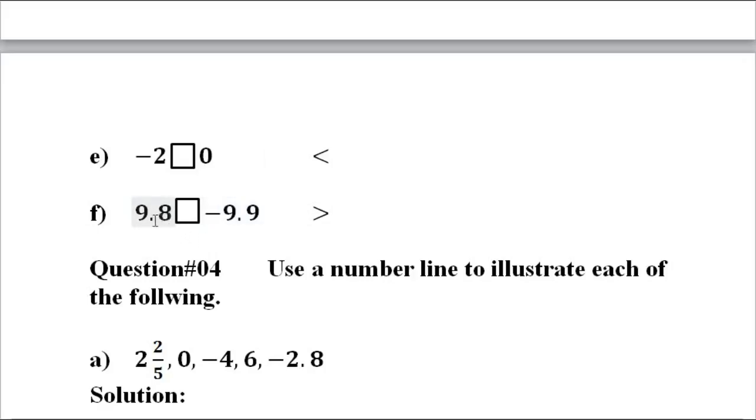Again, positive numbers are always greater than negative numbers. Therefore, I'll put the greater than symbol between 9.8 and negative 9.9. And I will read it as 9.8 is greater than negative 9.9.